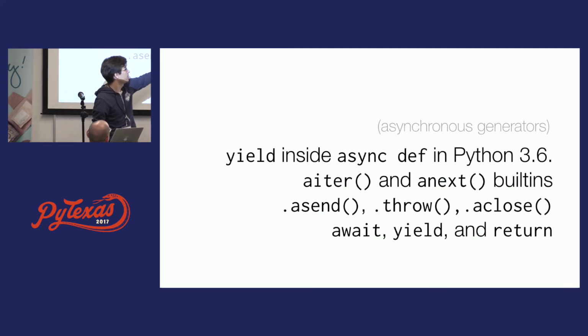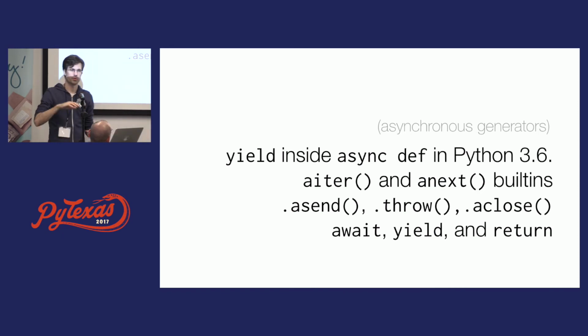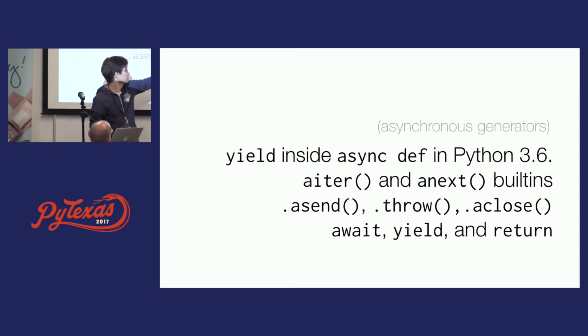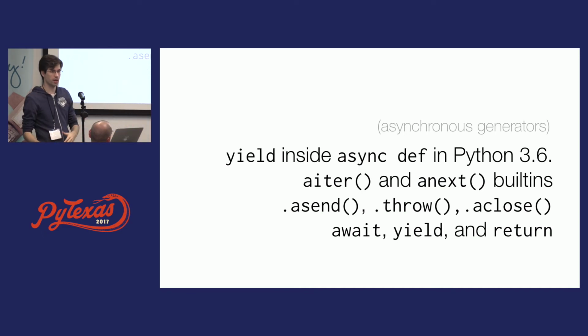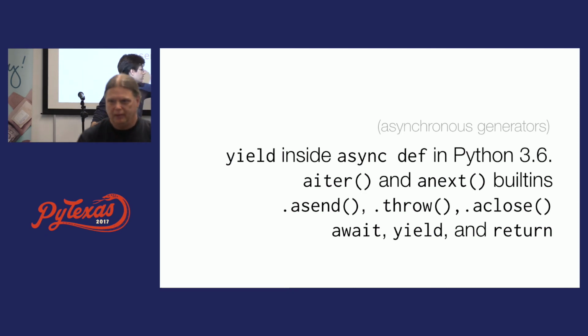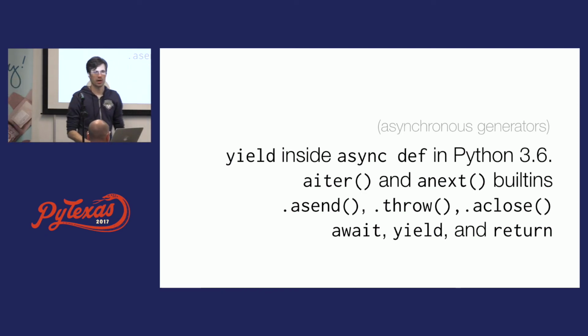You have an iterator and a next. You remember earlier iter and next were methods. You have a send, a throw, and a close on these asynchronous generators, just like you had send, throw, and close on normal generators. And inside the body of your coroutines, you have an await keyword, you have yield, and you have return. So you have sort of a full concept there.